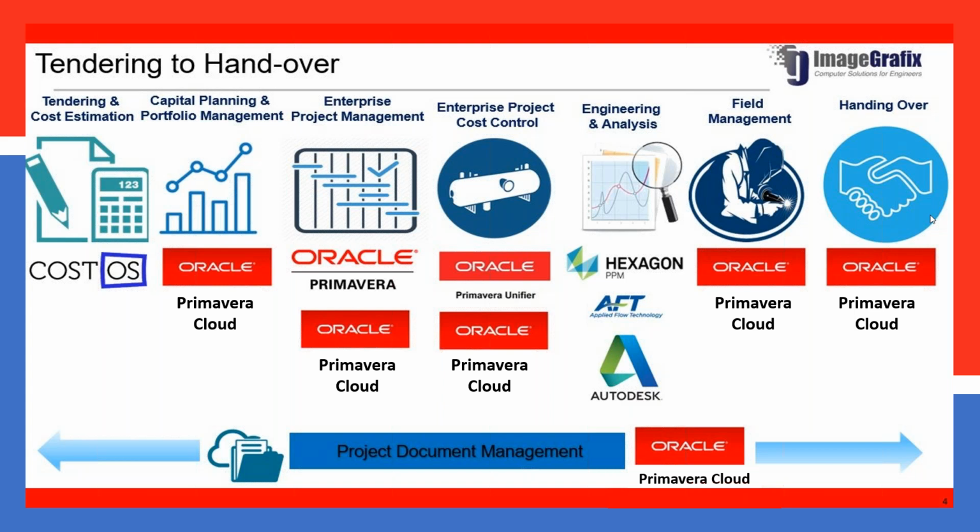And we have a product for capital planning and portfolio management. Typically, Oracle has a couple of products on the cloud. Primavera Cloud helps you do the capital planning and portfolio management, and Unifier can also be used on the on-premises side. So the complete portfolio management, where to invest, which project to take up at the initial stage, the complete planning will be done using Oracle Primavera Cloud and Primavera Unifier.